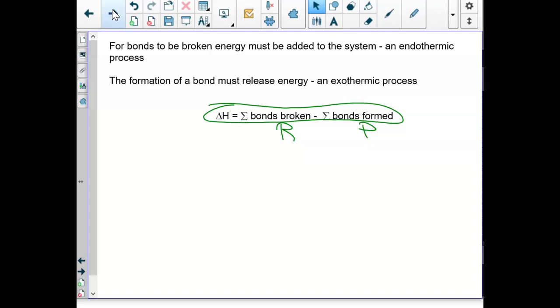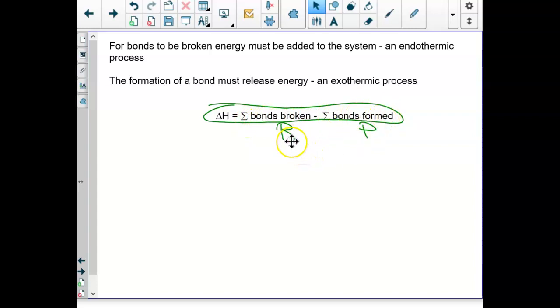Okay, for bonds to be broken, energy must be added to the system in an endothermic reaction. In order for a reaction to take place, bonds have to be broken, obviously, so that bonds can be formed on the other side to form products. So the formation of the bonds must release energy as an exothermic reaction. So the new algebraic formula is: the change in enthalpy is going to be the sum of the broken bonds minus the sum of the formed bonds.